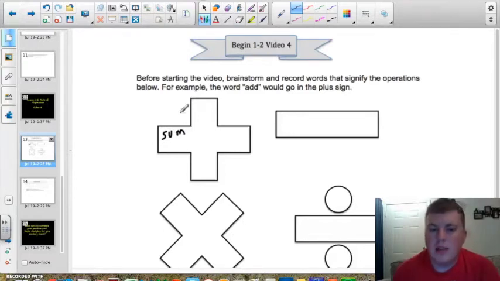So what I want you guys to do is go through these signs and then go through the chart that's beneath it on page 11. And I want you guys to see how many words you can come up with and then check back in and we'll see how you guys did.